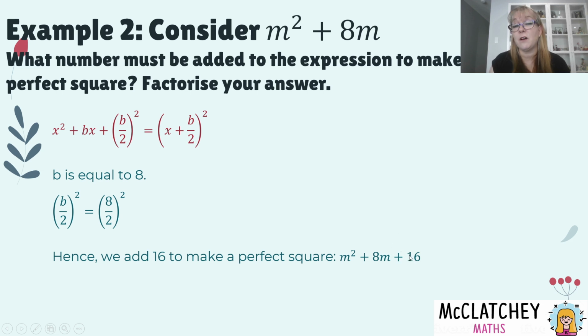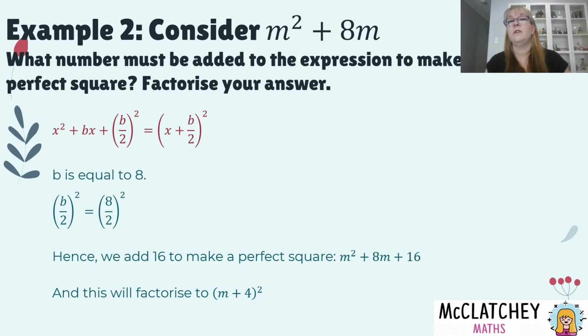And now to factorise it, I'm going to factorise that to n plus 4 all squared. So quick way of saying that is if I want to complete this into a perfect square, halve it, square it, and then half of this is what goes in the brackets.